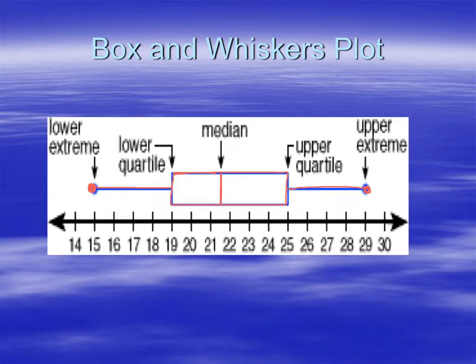Okay, so when making one of these, the first thing you should do is make your number line and just include the numbers that are in this set and a little bit more, scaling it equally throughout, and then place your box. Locate your median, and then add your whiskers.